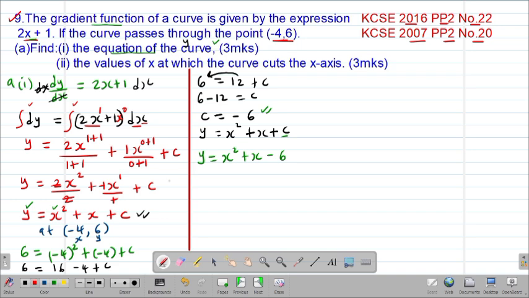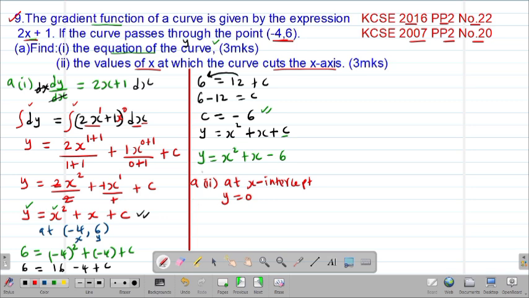Then we look at Roman 2 of the question. In Roman 2, they want us to find the values of x at which the curve cuts the x-axis. Remember, the point where the curve cuts the x-axis is what we call the x-intercept. Therefore, at the x-intercept, we know that the value of y must always be equal to 0.